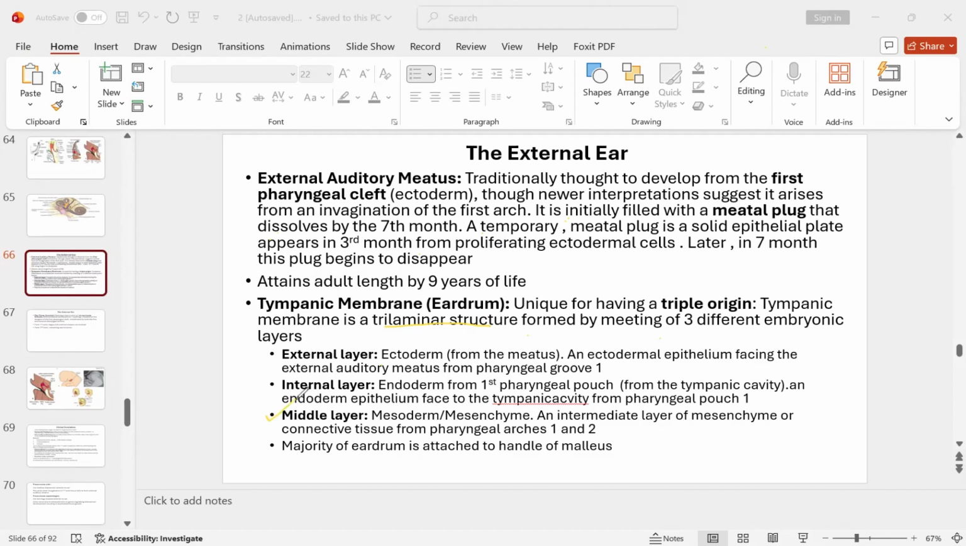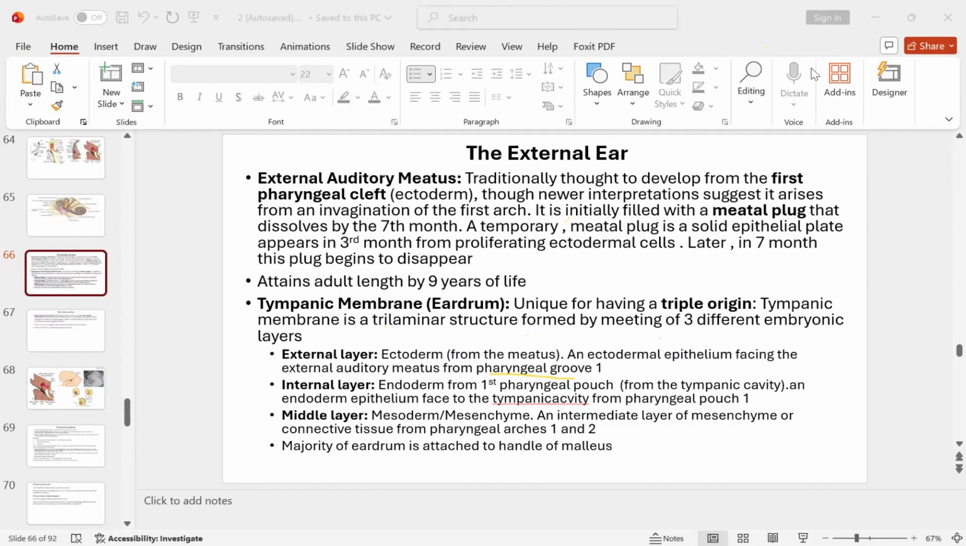The external layer of the tympanic membrane is derived from the ectoderm of first pharyngeal groove. Internal layer of the tympanic membrane is derived from the endoderm of the first pharyngeal pouch, and the middle layer of the tympanic membrane is derived from the mesoderm, which comes from the pharyngeal arches 1 and 2. So these are the three layers of the tympanic membrane and their sources of development. Majority of the eardrum is attached to the handle of malleus.